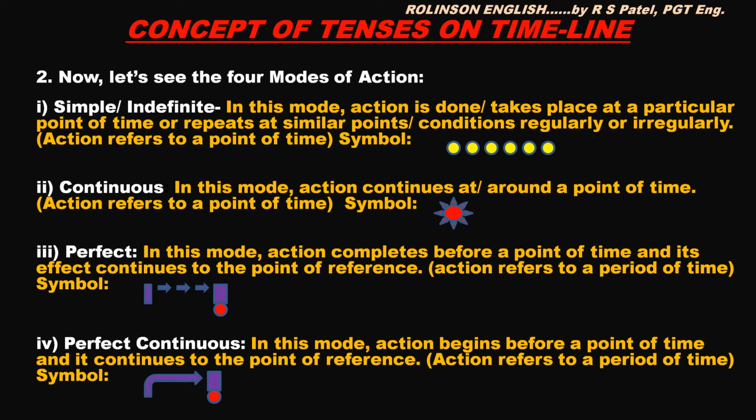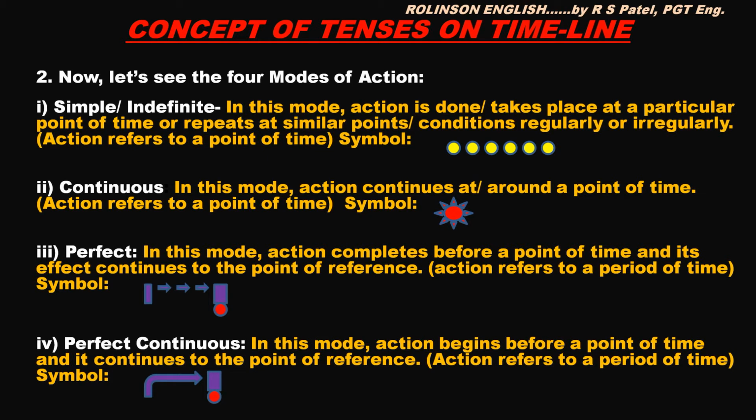The symbol that we are going to use would be the point on the timeline like this. Look at the slide. Number 2, continuous mode. In this mode, action continues at or around a point of time. So here continuity of action is shown. Okay. Here again action refers to a point of time only. The symbol that we are going to use for this continuity of action is given here.